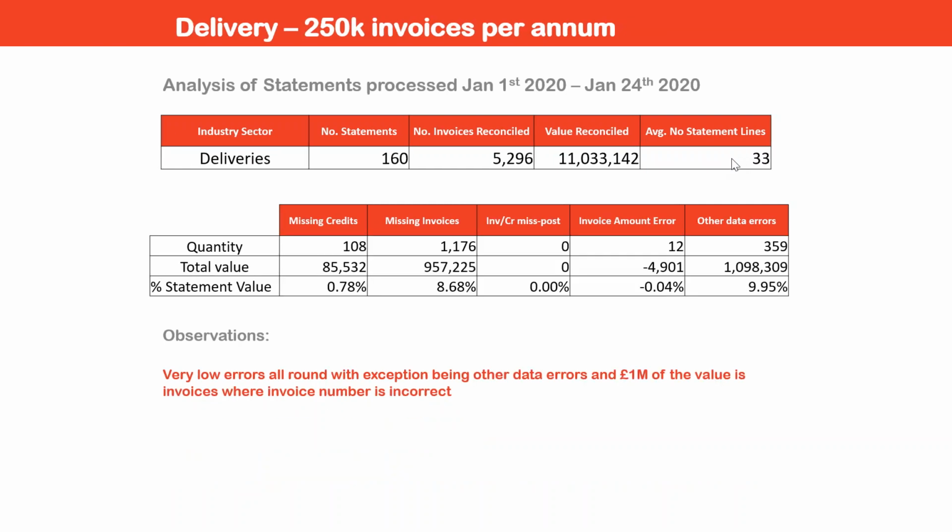And then the next one is a delivery company. So they do about 250,000 invoices a year. And I think in summary for this one, very low error rates all round. Apart from the other data errors, about 10% of their documents have got data errors, adding up to 1 million. But actually, compared to the other ones, that's quite low.